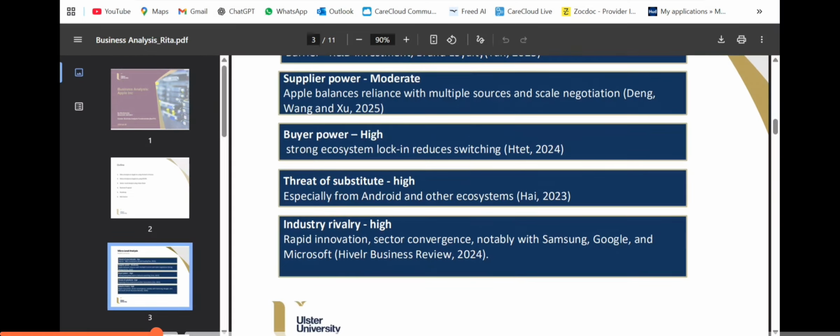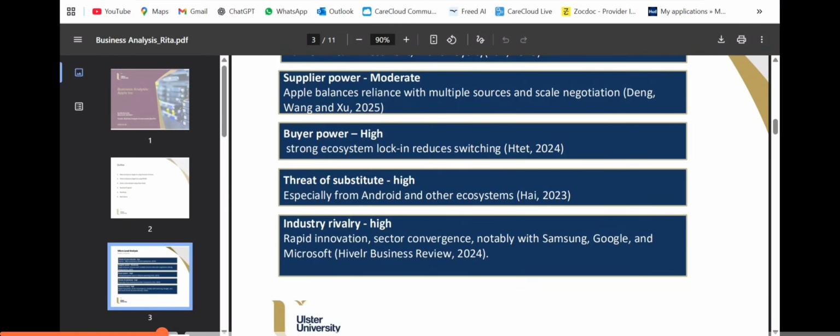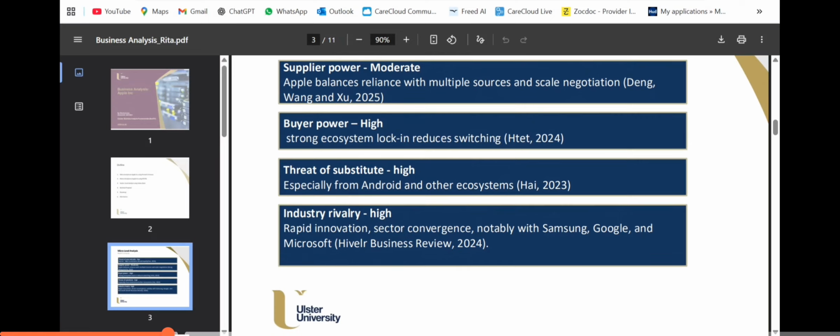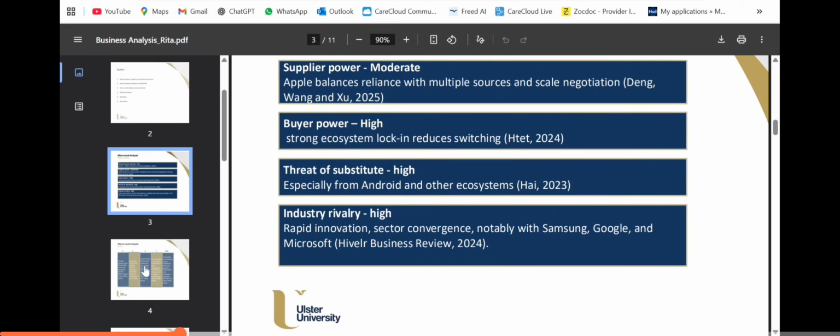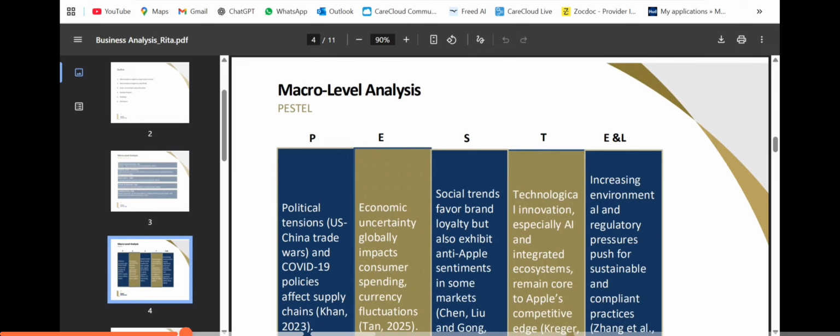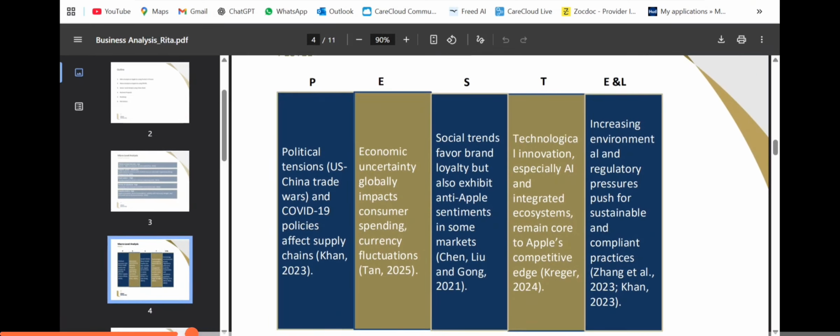Threat of substitutes is high because of the Android ecosystem. Industry rivalry is also high because of the Android ecosystem. Now, we'll take a look at the PESTEL analysis. We're looking at external factors that affect Apple in one way or the other.